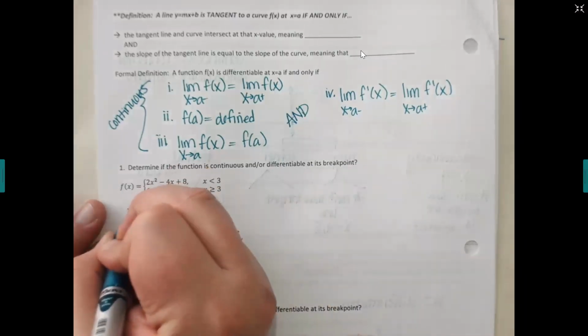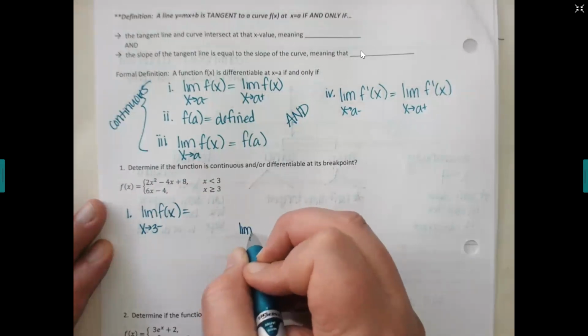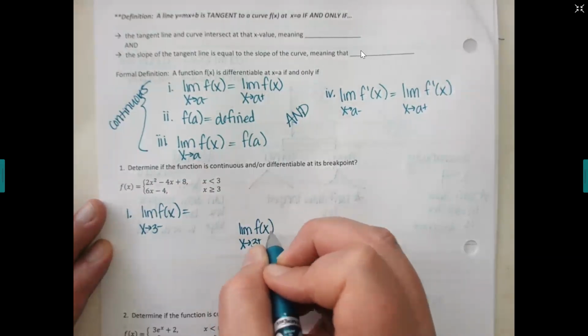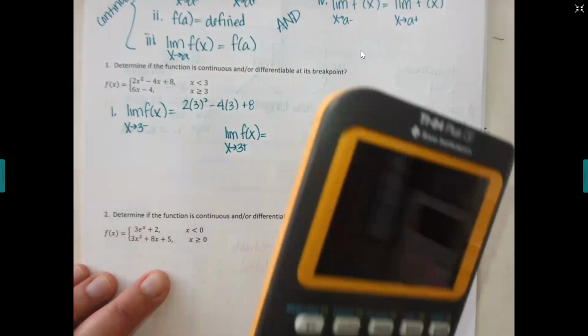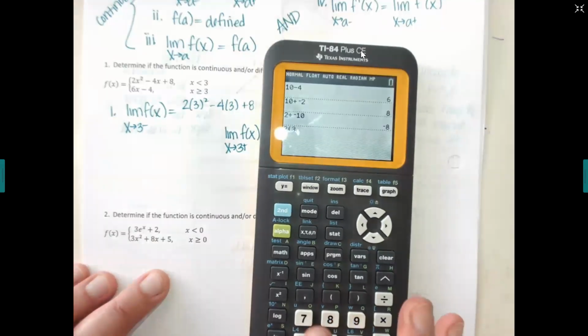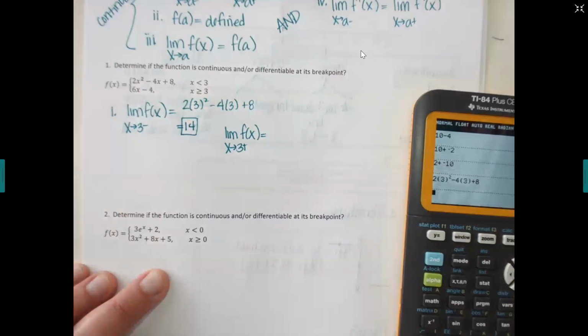So put your first little i here. We're going to approach 3 from the left first, then from the right second. If I want x from the left, do I plug into the greater than 3 or the less than 3 piece? Less than 3 if it's the left side. So I'm going to plug in a 3 here. It's going to be 2 times 3 squared minus 4 times 3 plus 8. That comes out to 14. So my left side limit is 14.